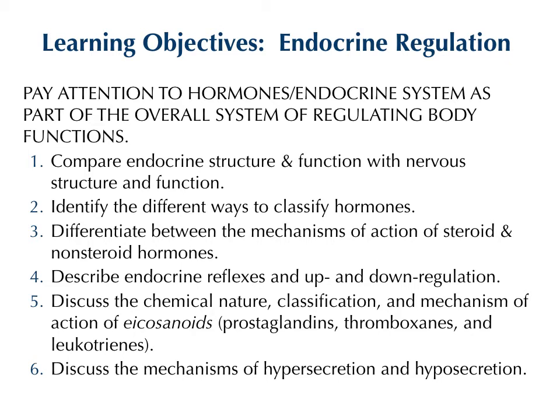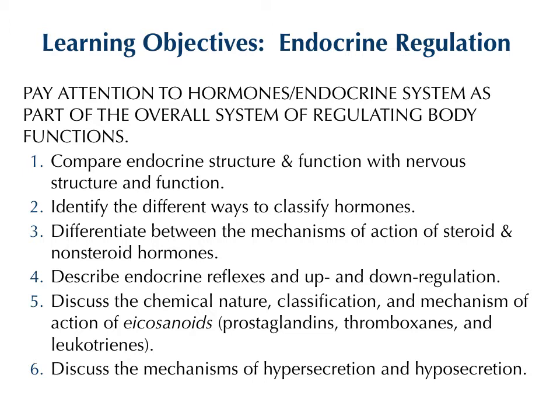Okay, let's just go over our learning objectives for this chapter. I want you to pay mostly attention to the hormones in the endocrine system as part of the overall system of regulating our body functions. And here are the objectives for the chapter that the book lists, which is for you to compare the endocrine structure and function with the nervous structure and function, to identify different ways to classify your hormones, and to differentiate between the mechanisms of action of steroid and non-steroid hormones.